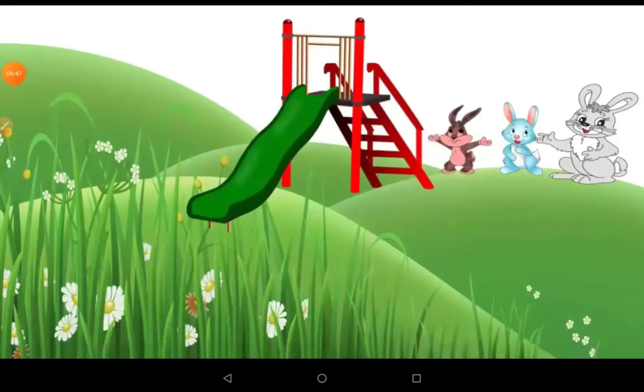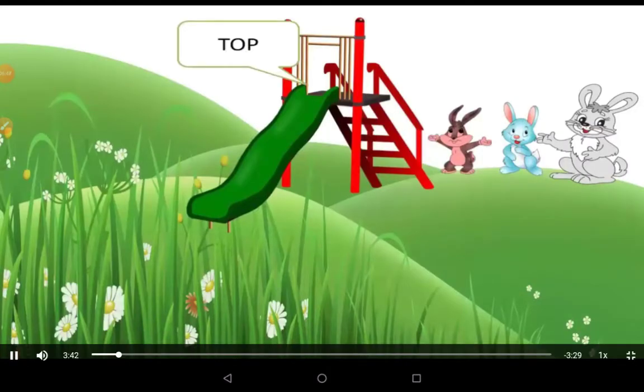Are you all ready, kids? See, the rabbit and his friends are coming to a ground. So what they are going to learn, let's see. Let's see what the rabbit and his other friends learn.